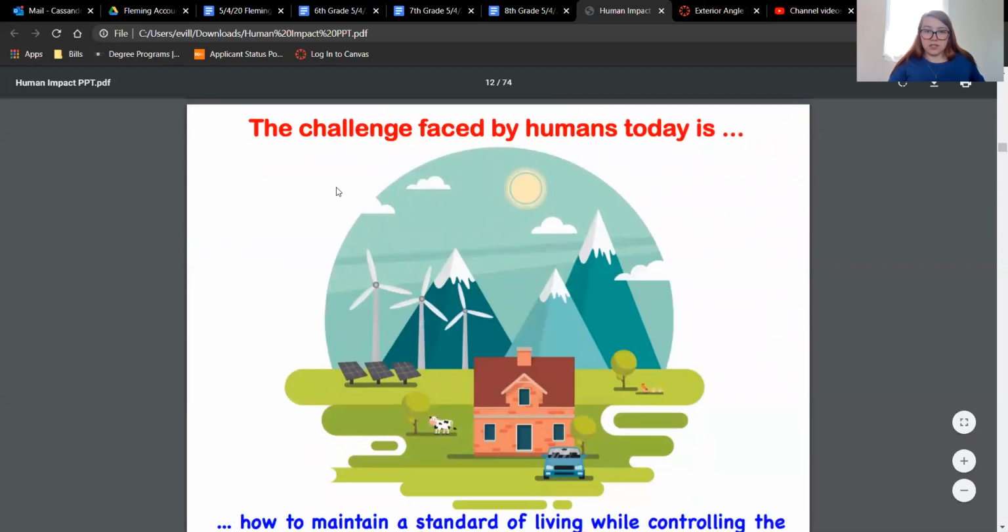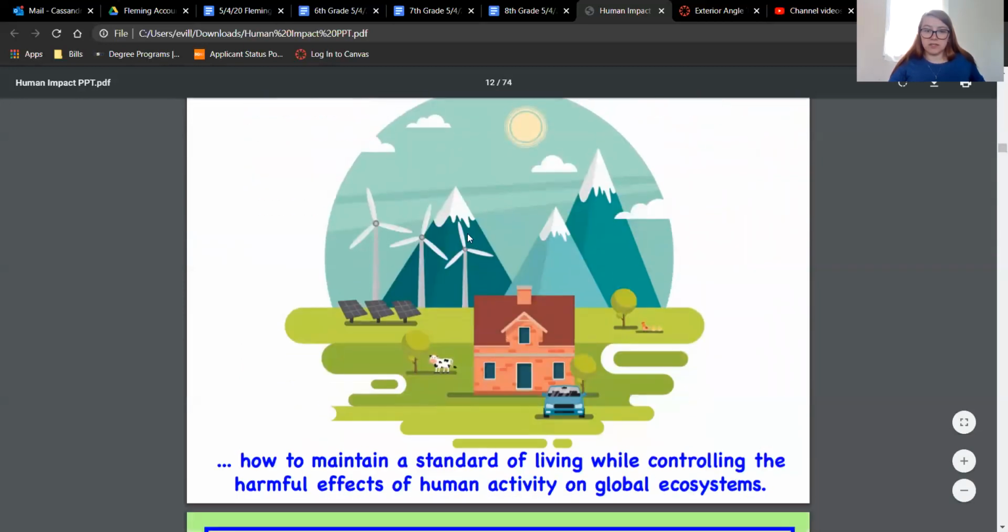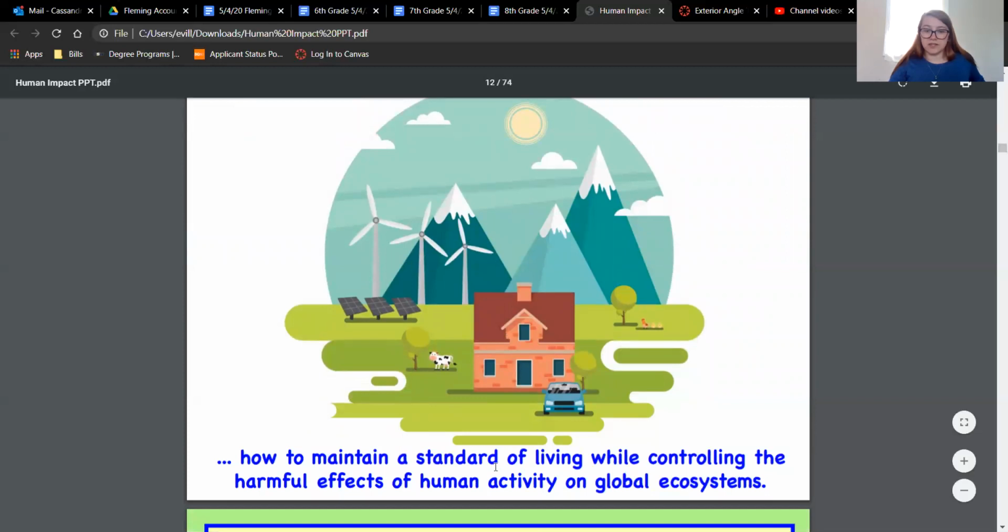The challenge faced by humans today is how to maintain a standard of living while controlling the harmful effects of human activity on global ecosystems.